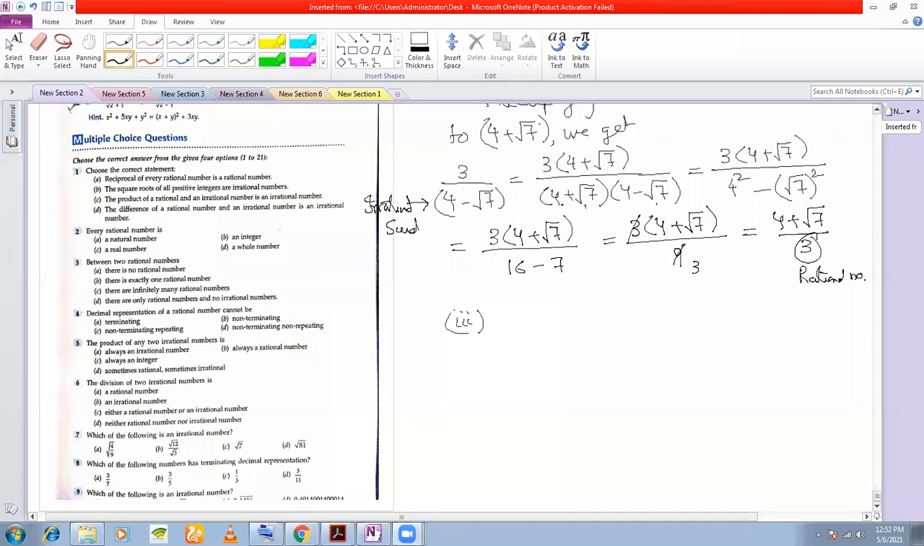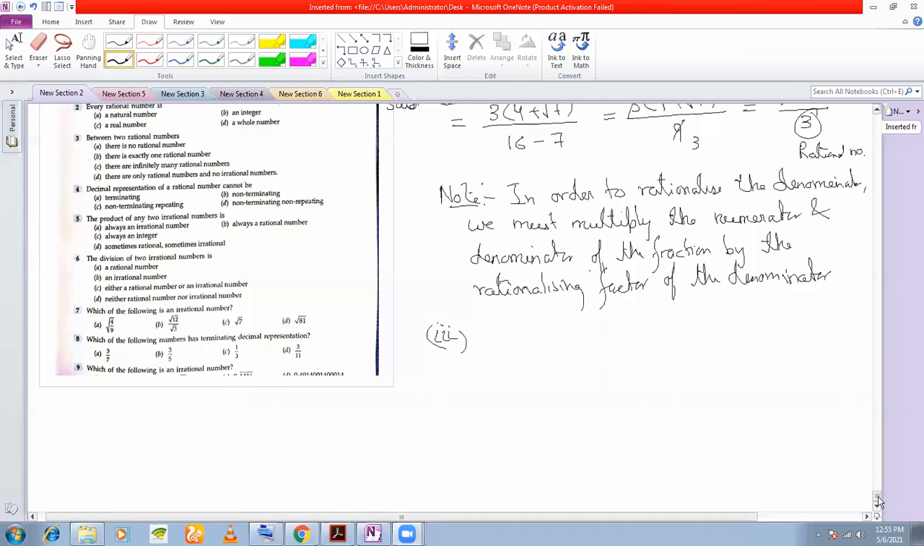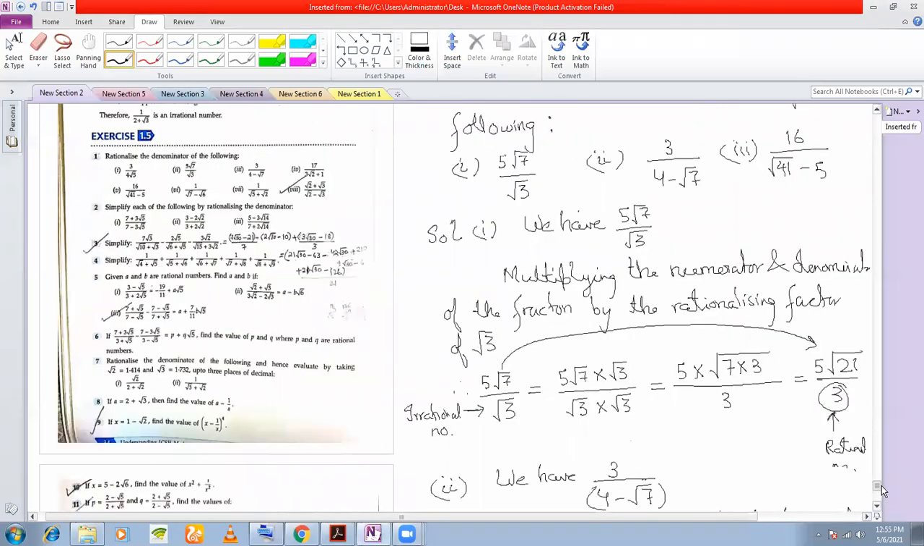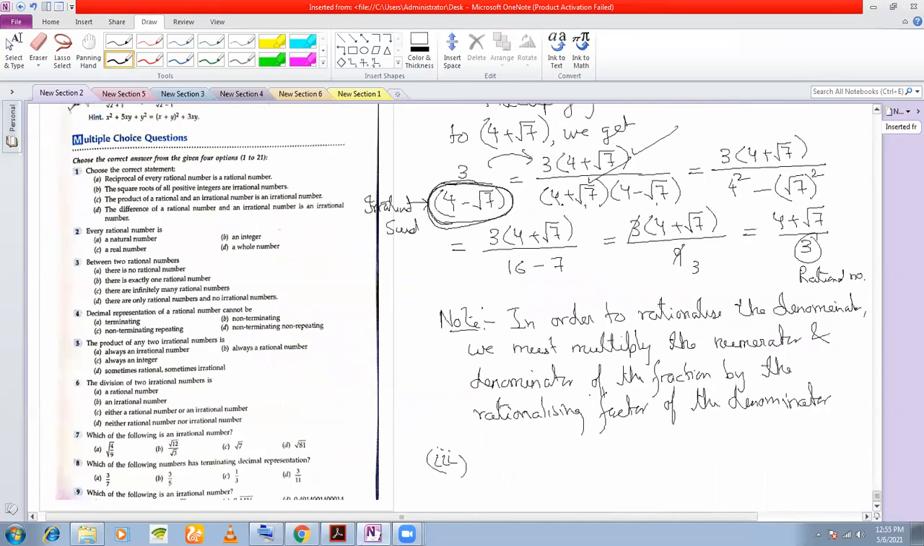So I didn't understand that method, why that 4 and 7, into 4 into minus 7, came down and above that 3 into 4 plus 7. Why are we multiplying the numerator and denominator? That is what you are saying. This is for the first one. The third problem here is 16 by root 41 minus 5.